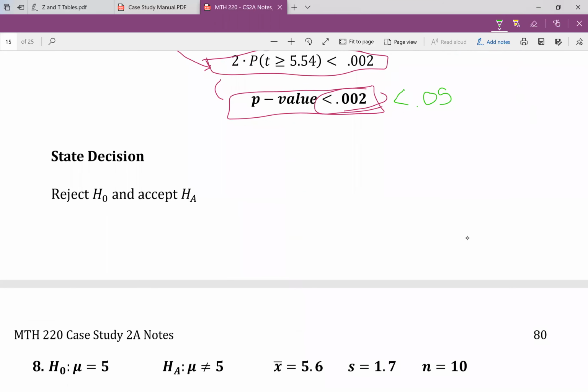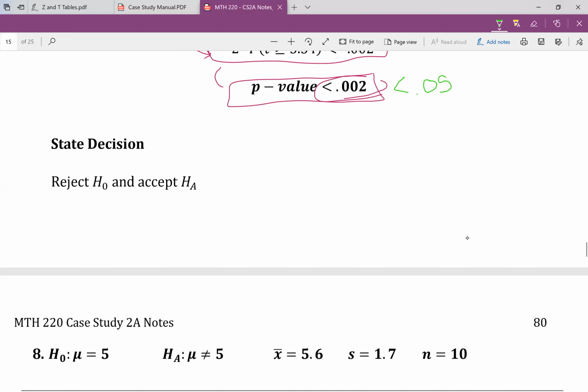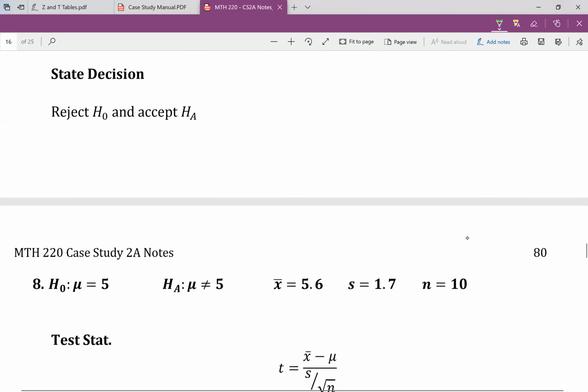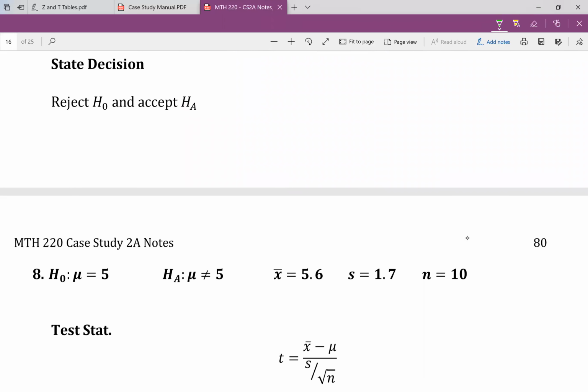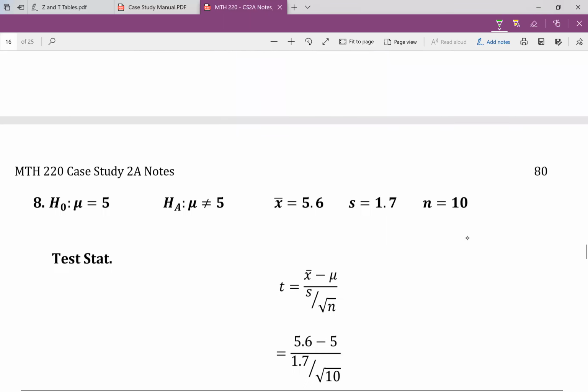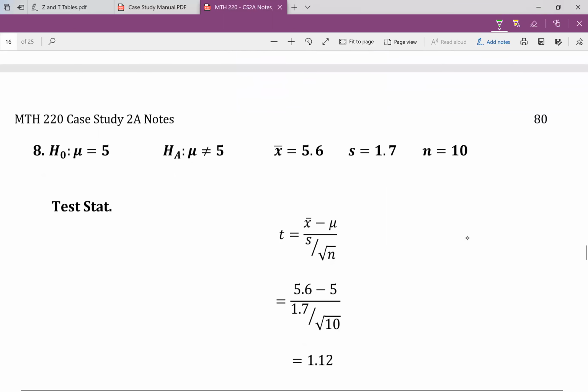All right, so now number 8, it's another two-tailed test. All of these that we're going to be going over here are two-tailed tests. And we're going to start with calculating the test statistic. So plug in all your appropriate numbers and you should get 1.12 as your test statistic.